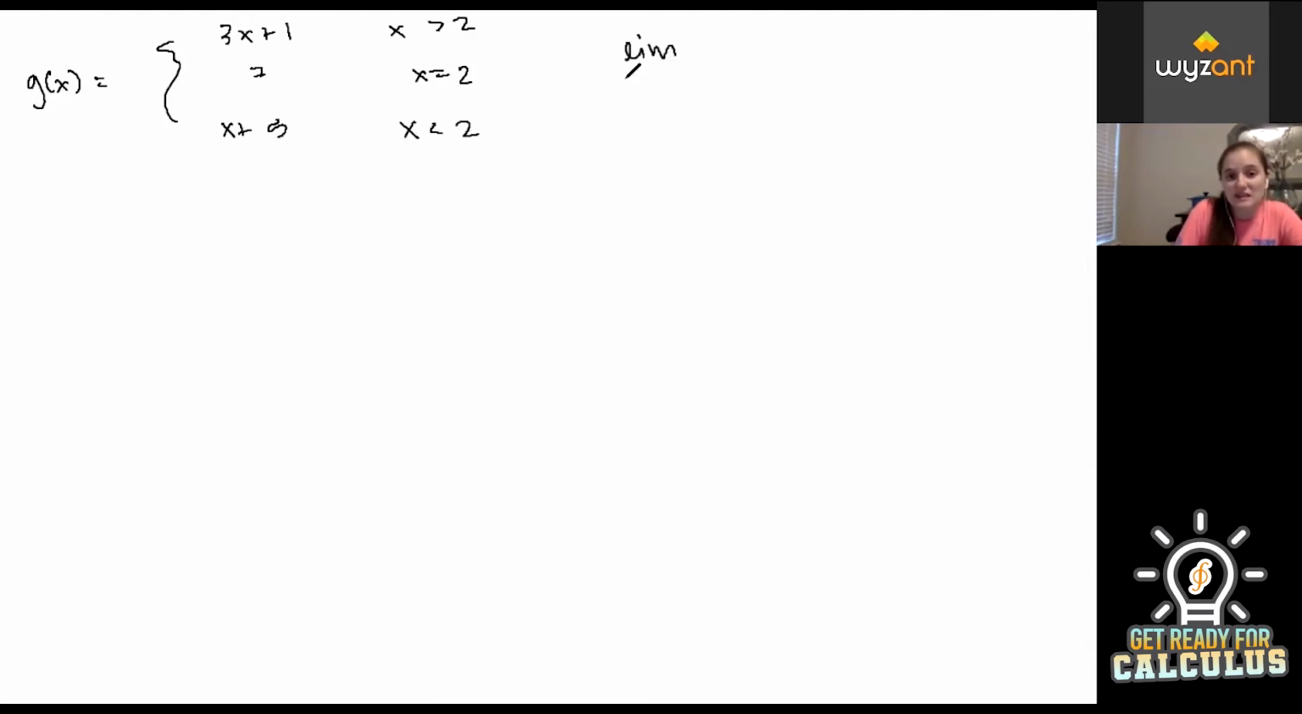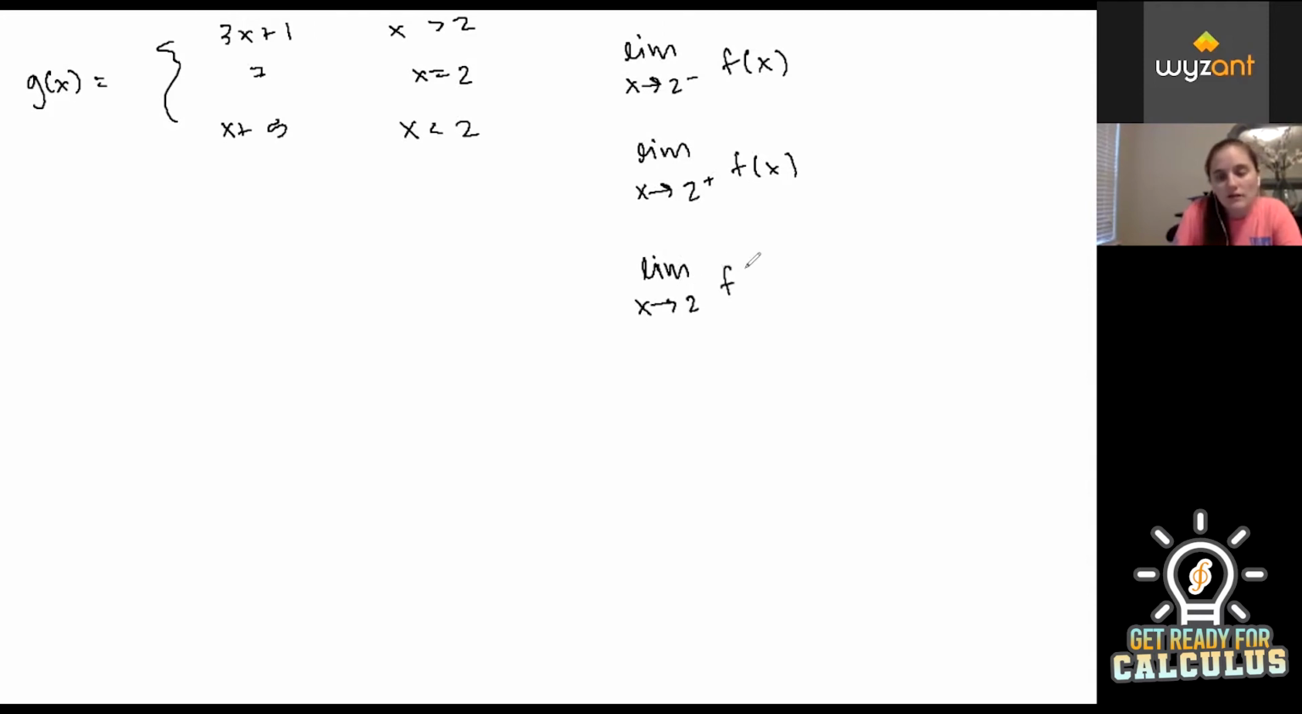Okay, let's do another example. Let's say g of x is 3x plus 1, 7, and x plus 5. Let's say here this is x is greater than 2, x is equal to 2, and x is less than 2. So we're going to find the same exact thing. We want to find the limit as x goes to 2 from the left of the function, the limit as x goes to 2 from the right of the function, the limit as x goes to 2 of the function. And then we also want to find the actual value of the function at 2.